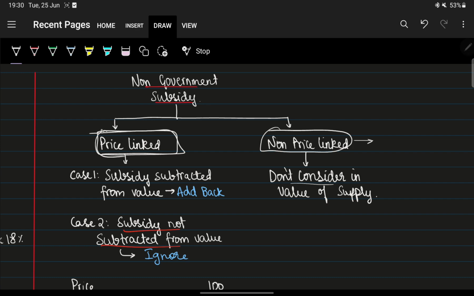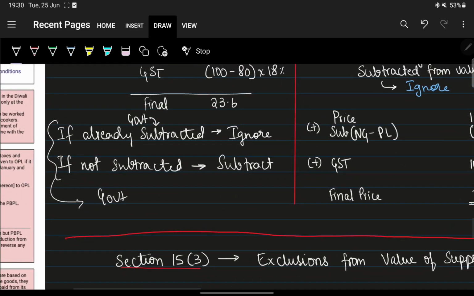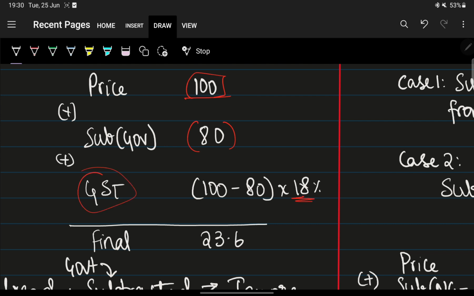Clear? Okay, I'll just show you this example. Here the price of the supply was 100 rupees, and the government gave a subsidy of 80 rupees. So for the purpose of GST, when you take this 18%, you will take 100 rupees, which is the original price, subtract the government subsidy, and on that reduced amount you will charge 18% GST. Correct? Very simple, right?